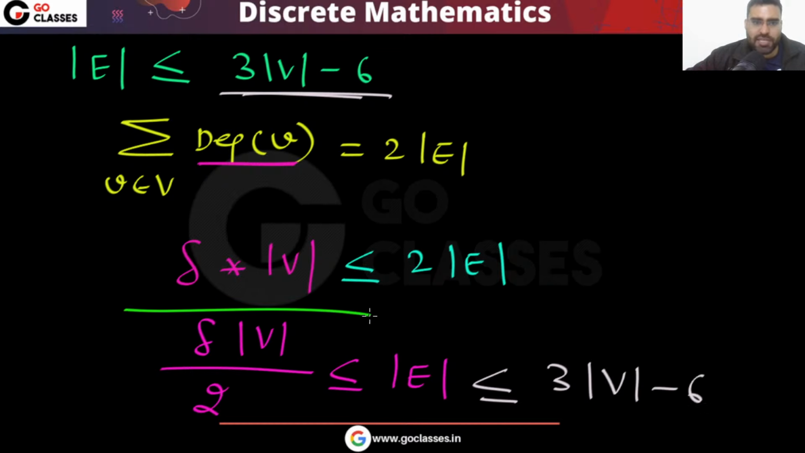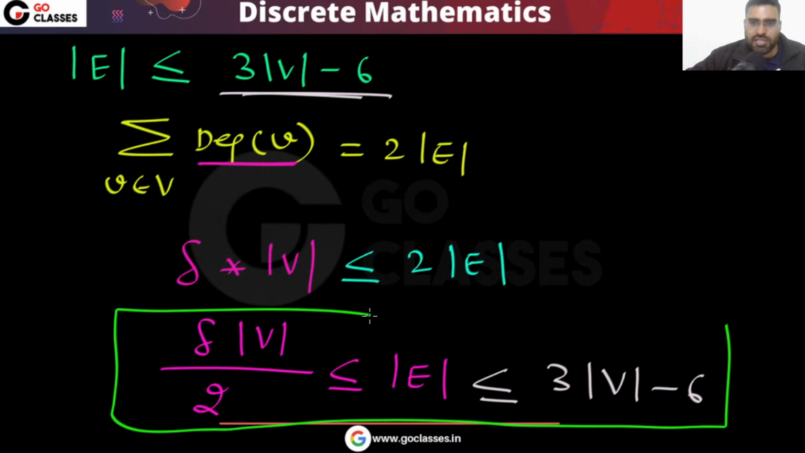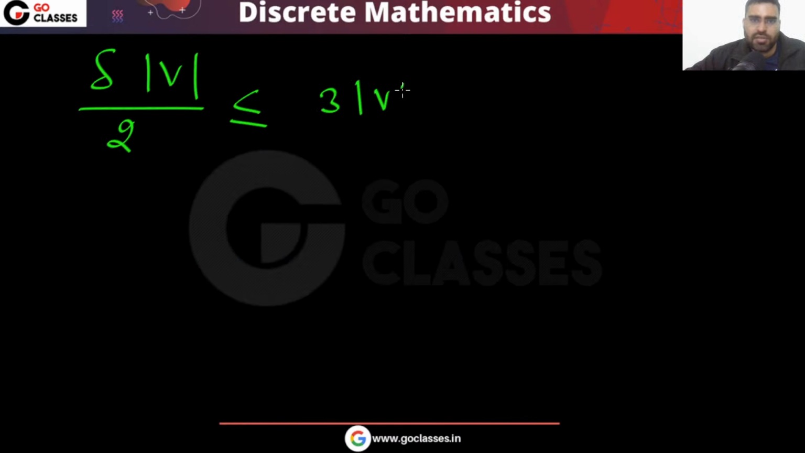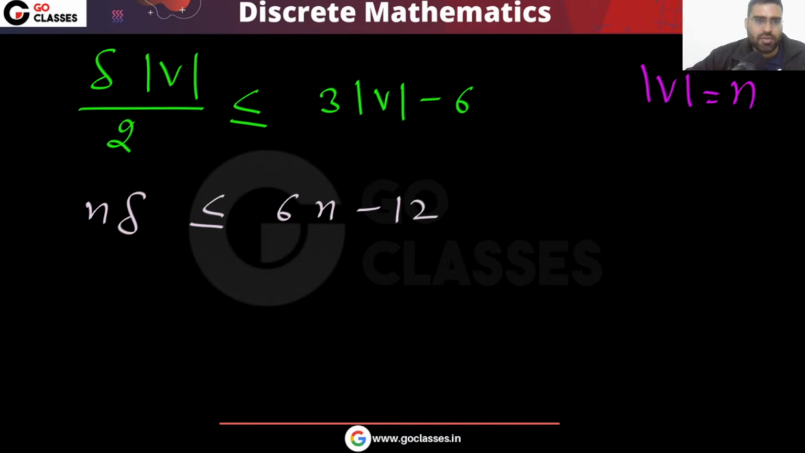So ultimately we got this equation, correct? Finally we have this equation that n delta divided by 2 is less than or equal to 3n minus 6. Let me assume that the number of vertices is equal to n. So from here I can say that n delta is less than or equal to 6n minus 12. So this is your equation.